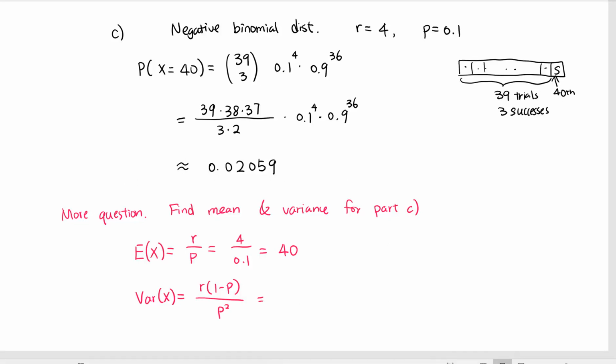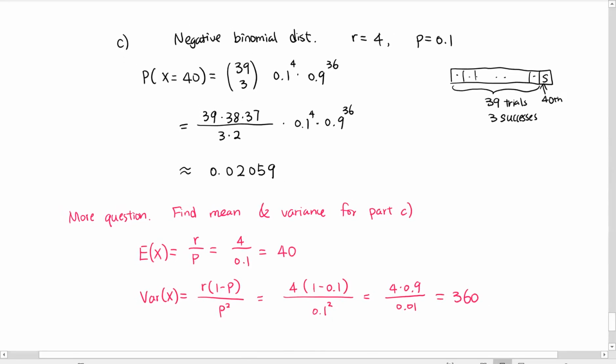How about variance? The variance formula is R times 1 minus P over P squared. R is 4. 1 minus P, 1 minus 0.1 is 0.9. P squared, 0.1 squared. So we get 4 times 0.9 over 0.01. Plug this in your calculator. What do you get? 4 times 0.9 divided by 0.01. Oh, the answer is equal to 360. So that's the mean and variance for part C.